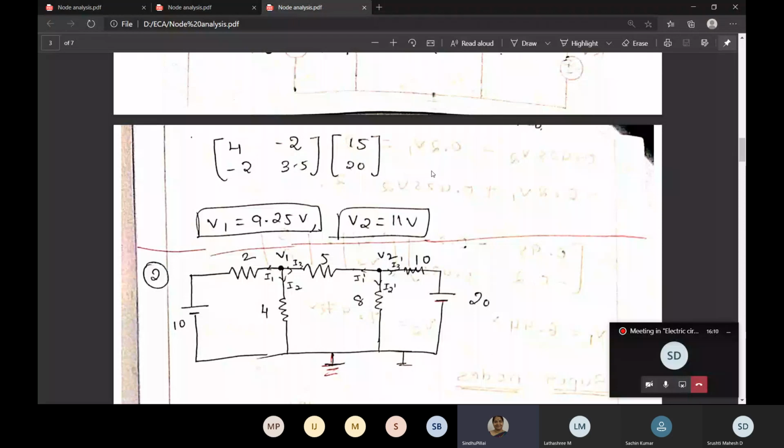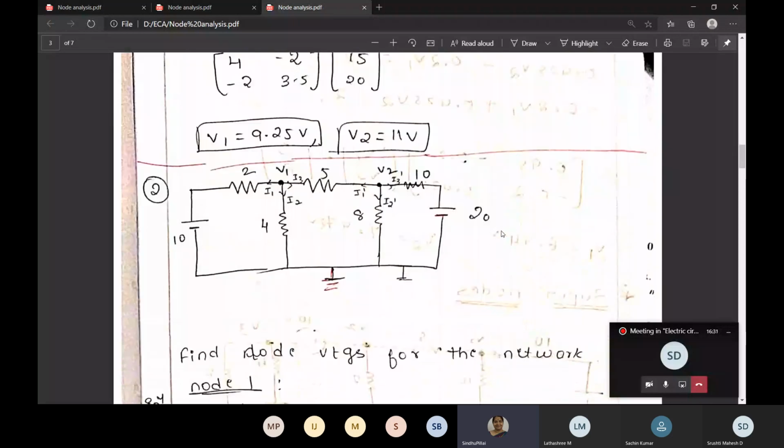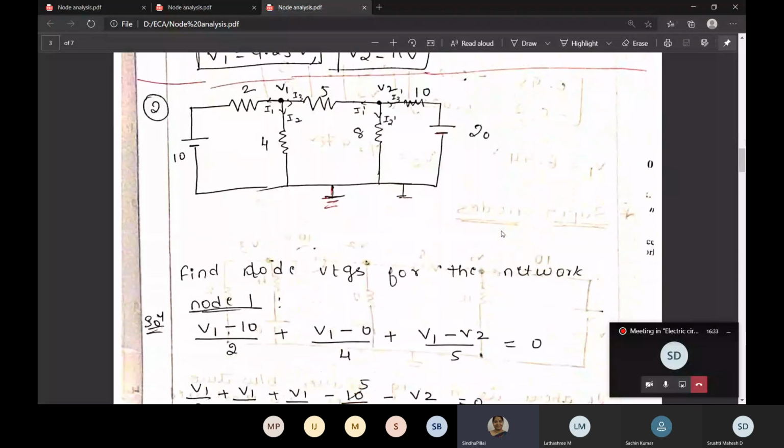So the node voltage which we had assumed is 9.25 volts, and the other one is 11 volts. So two answers just by writing the current equations. Assuming the current moves away from the node, taking it as positive and writing the equation, we'll get the node voltages. That was the first example. Similarly, we'll go with the second example.